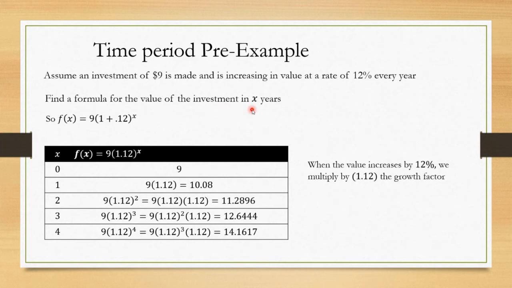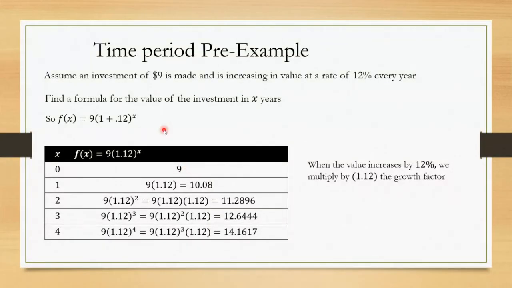So if we let X be how many years since the investment, and we're getting a formula for it, this would be our formula, right? We have the initial amount, which is 9. The growth rate is 12%. As a decimal, it's 0.12. So we get this, which is the same as 9 times 1.12 raised to the X.